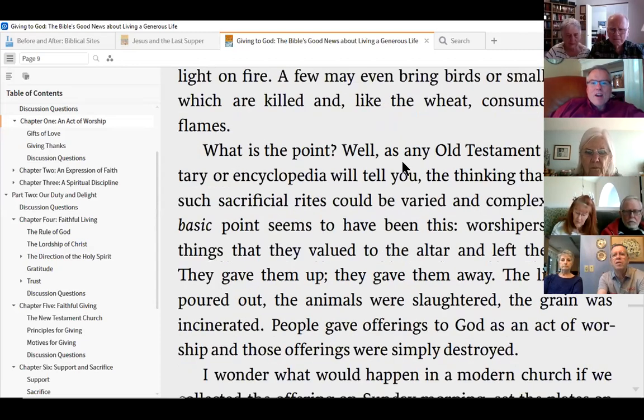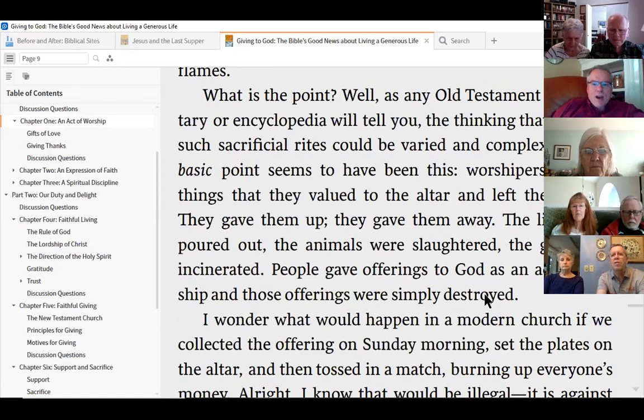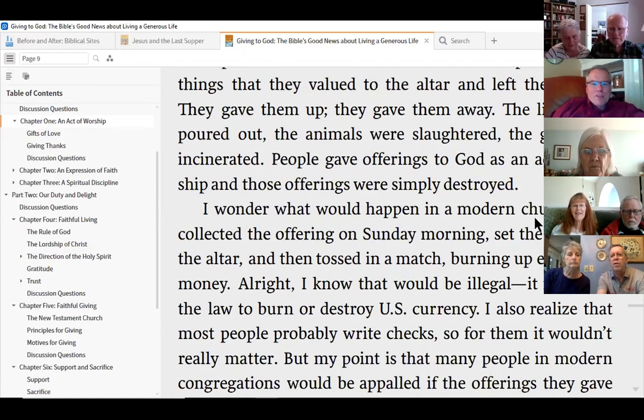What is the point? Well, as any Old Testament commentary or encyclopedia will tell you, the thinking that justified such sacrificial rites could be varied and complex. True. But the basic point seems to have been this: worshipers brought things that they valued to the altar and left them there. They gave them up. They gave them away. The liquid was poured out, the animals were slaughtered, the grain was incinerated. People gave offerings to God as an act of worship, and those offerings were simply destroyed. I wonder what would happen in a modern church if we collected the offering on Sunday morning, set the plates on the altar, and then tossed in a match, burning up everyone's money.